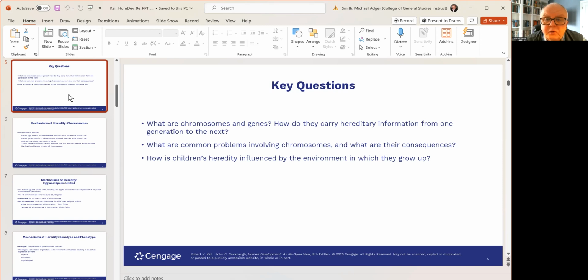Now, the key questions we want to look at in this chapter are, what are chromosomes and genes, and how do they carry hereditary information from one generation to the next? That's important. What are common problems involving chromosomes, and what are their consequences? How is children's heredity influenced by the environment in which they grow up? So these 3 questions will be kind of the center of our thinking today.